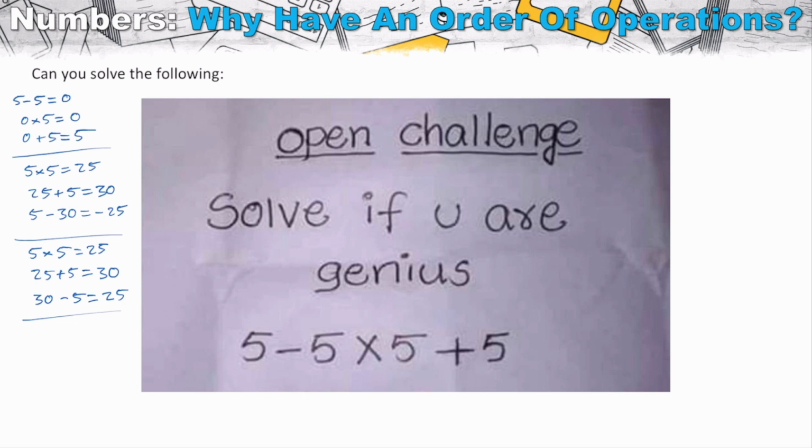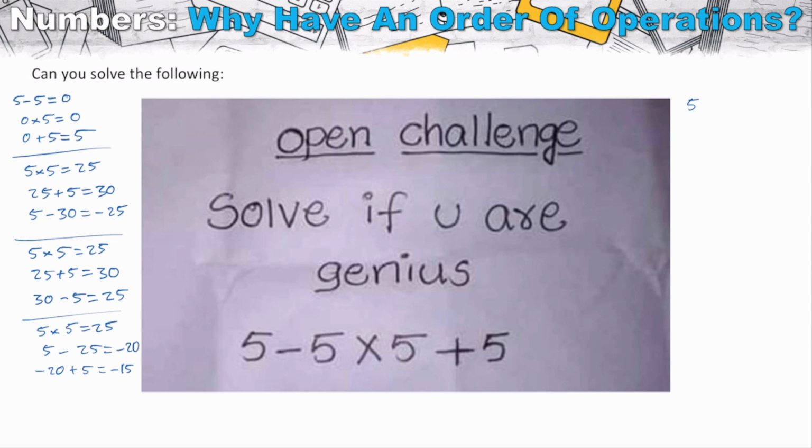Some people sort of look at this and go, okay, order of operations again. Let's do multiplication first. So 5 times 5 is 25. All right, let's go 5 subtract 25 is going to be negative 20. And then let's add 5 to it. So negative 20, add 5 will be negative 15. Another solution. Let's think about another way.